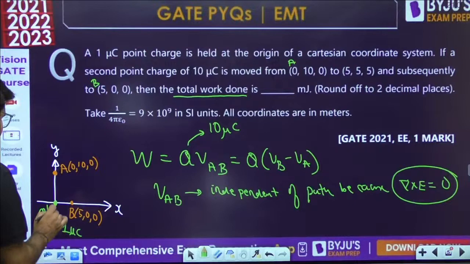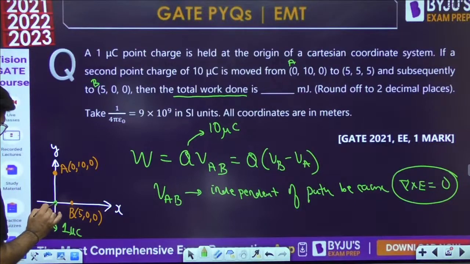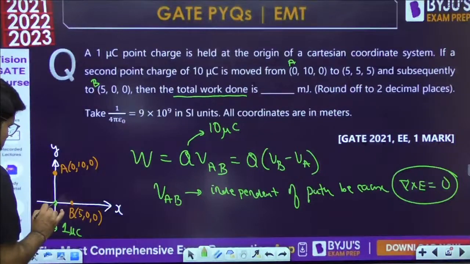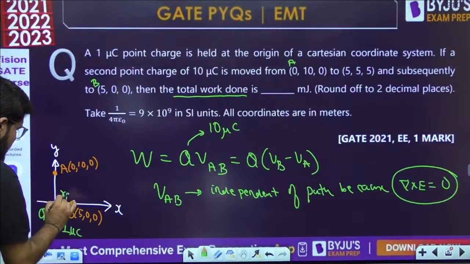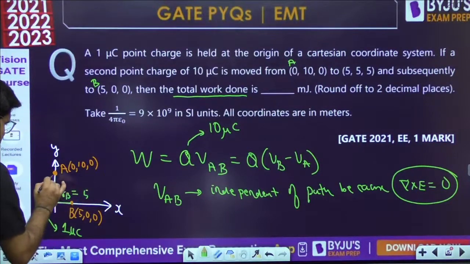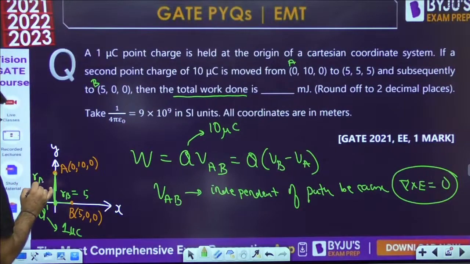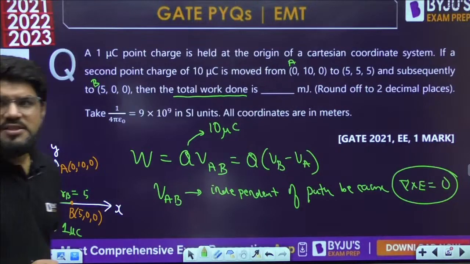So what is the distance of the point B from the source charge? This is known as RB, and that is equal to 5 units. What is the distance of the point A from the source charge? That is known as RA, and RA is equal to 10 units. From the origin to 0, 10, 0, that is 10 units.